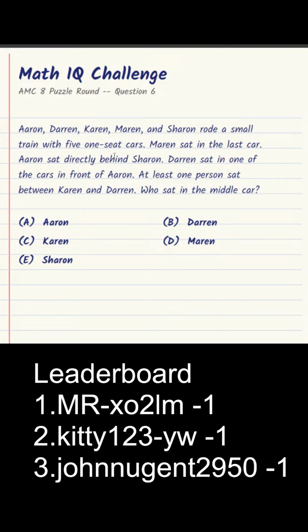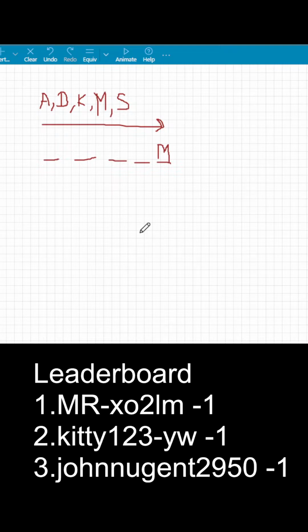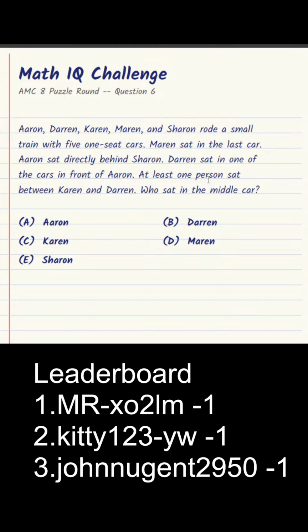Then we have the second information, which is Aaron sat directly behind Sharon. So Aaron is behind Sharon, so we have S and we have A in this order consecutively, but we don't know exactly where they fit in. They could be here, third and fourth, second and third, or first and second. There are three options. All of them can be possible.